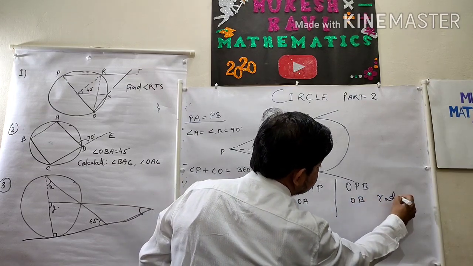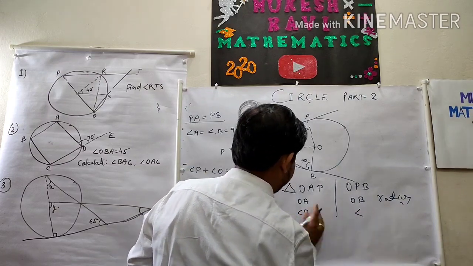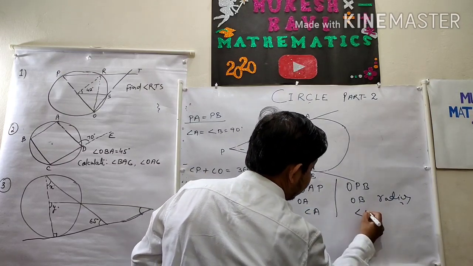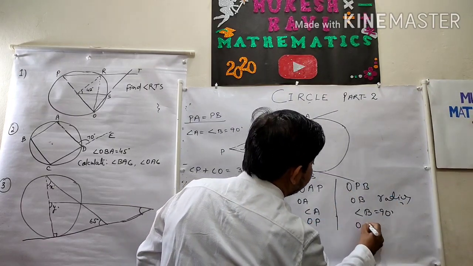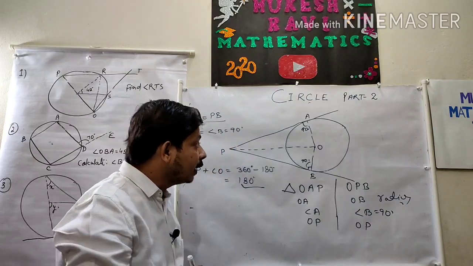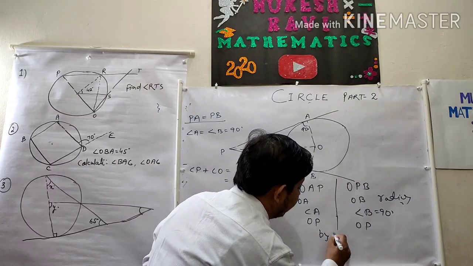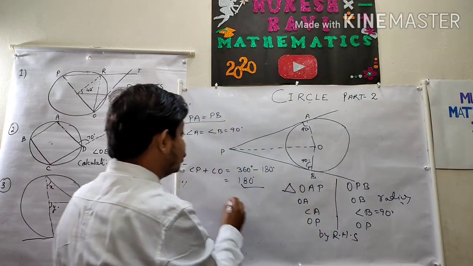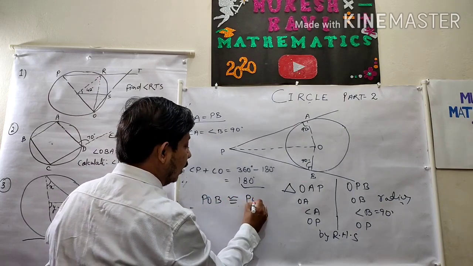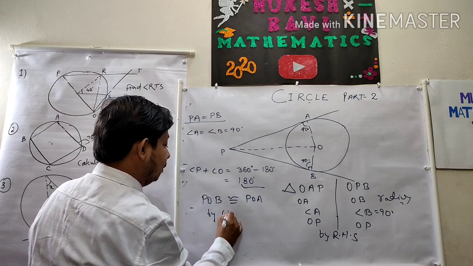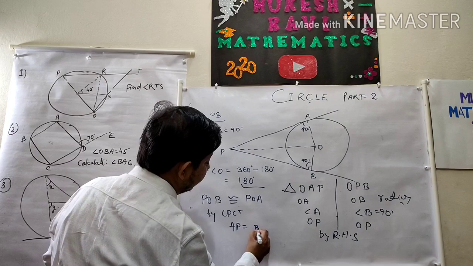Radius. Okay, angle B is equal to angle A, 90 degrees. OP and OP are common. So you can say here, by right angle-hypotenuse-side, these two triangles, POB congruent to POA. So by CPCT, AP equals BP.